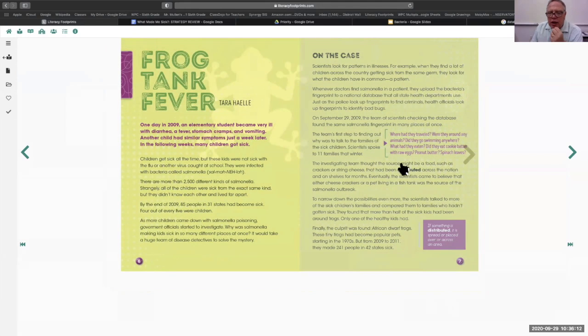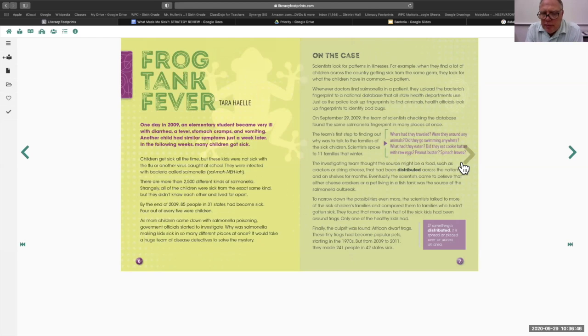The team's first step to finding out, right here, the team's first step to finding out why was to talk to the families of the sick children. Scientists spoke to 11 families that winter, and the investigating team thought the source might be food, such as a cracker or string cheese that had been distributed across the nation and on shelves for months. Eventually, the scientists came to believe that either cheese crackers or a pet living in a fish tank was the source of the salmonella outbreak.